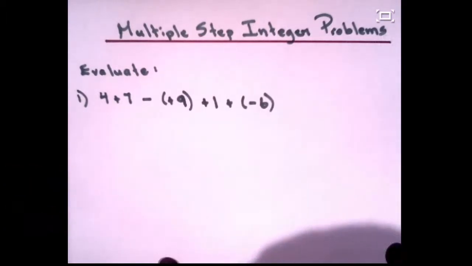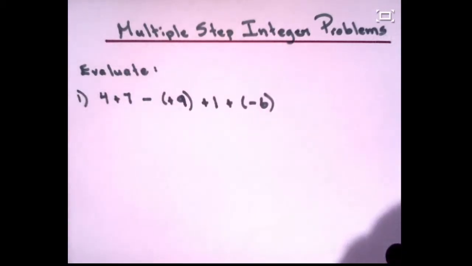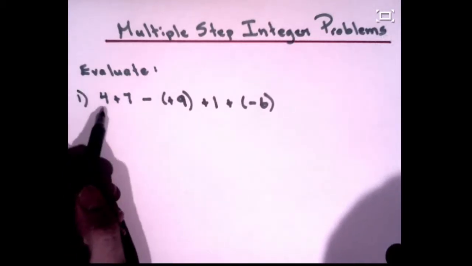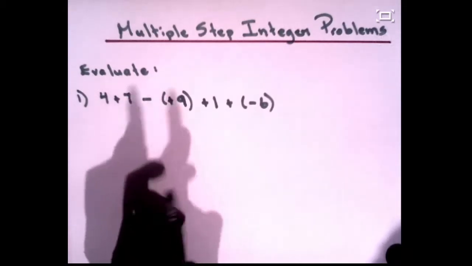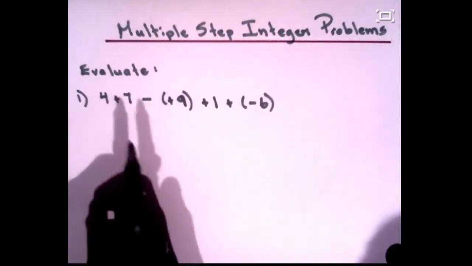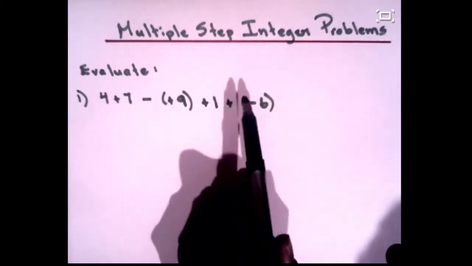So hi everyone, we're going to look at evaluating once again using integers, and this time there's going to be multiple steps. Alright, so let's try some examples and learn through doing them. So here it says big expression where there's several integers being added. Some are positive, such as 4 and 7, and some are negative integers, like -6.